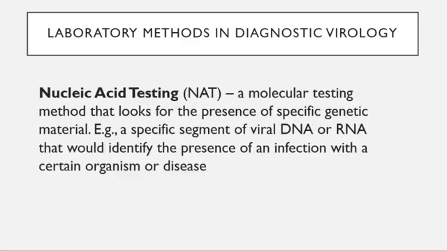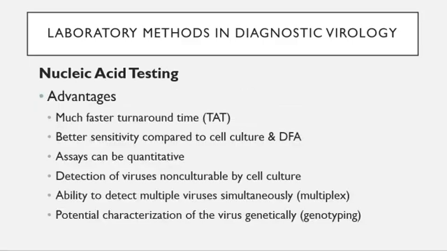For nucleic acid testing or NAT, this is a molecular testing method that looks for the presence of a specific genetic material. So you're looking for viral DNA or RNA that would identify the presence of the infection with a certain organism or disease. So you're looking for the RNA or DNA of a certain virus. So there's certain advantages versus disadvantages to nucleic acid testing.